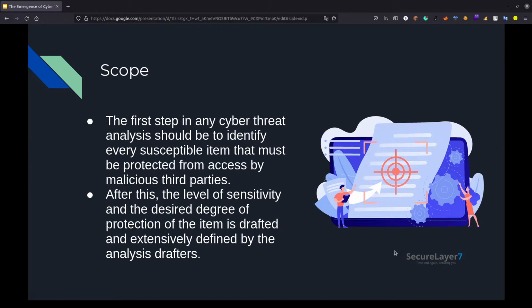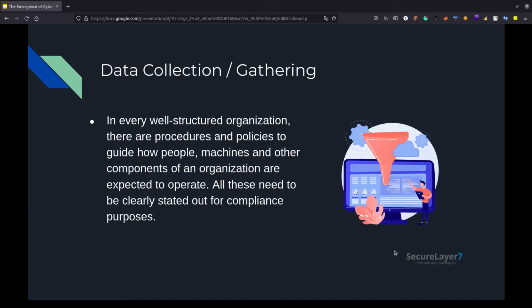So what is scope? The first step in any cyber threat analysis should be to identify every suspectable item that must be protected from access by malicious third parties. After this, the level of sensitivity and desired degree of protection of the item is drafted and extensively defined by the analysis drafters. So the scope of a cyber threat analysis states what will be included and excluded from the analysis. Included items are those items that should be protected from the threat. So now let's move on to the next phase, which is data collection.